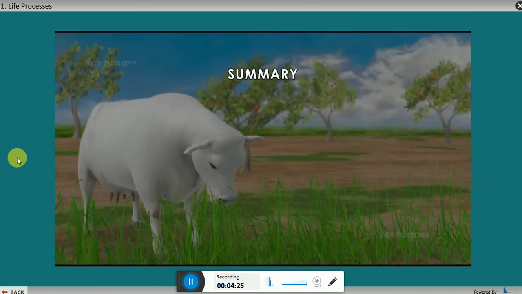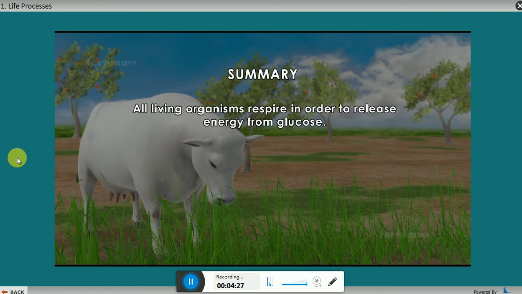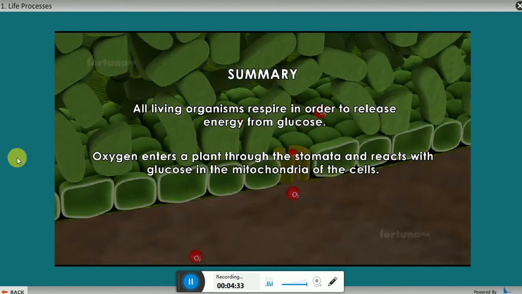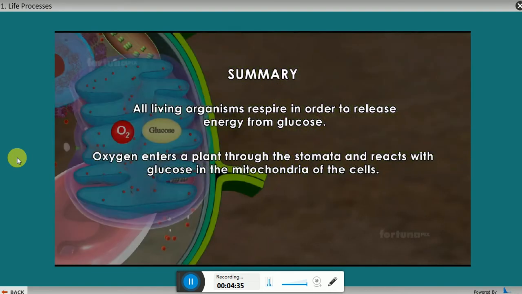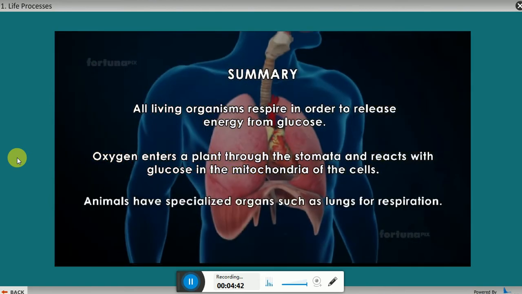Summary. All living organisms respire in order to release energy from glucose. Oxygen enters a plant through the stomata and reacts with glucose in the mitochondria of the cells. Animals have specialized organs such as lungs for respiration.